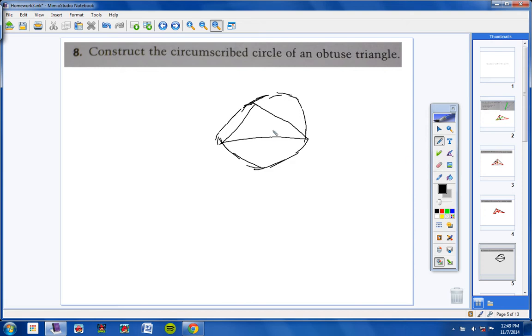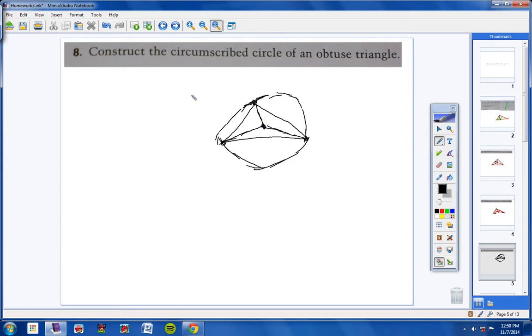So think about it, guys. I need a point that is equidistant from all the vertices. Because guys, listen, if this point is equidistant from the vertices, then this point is also equidistant from the point on the circle. Thus, this point here would be the center of the circle.